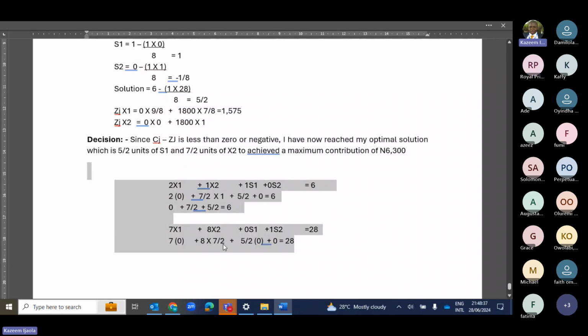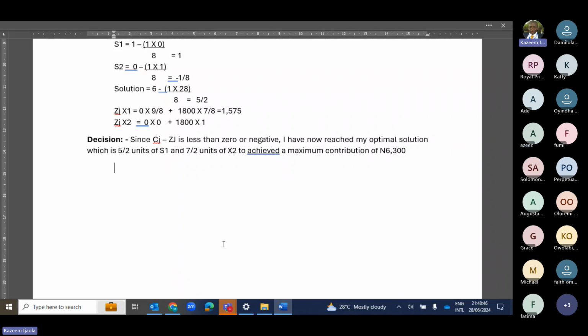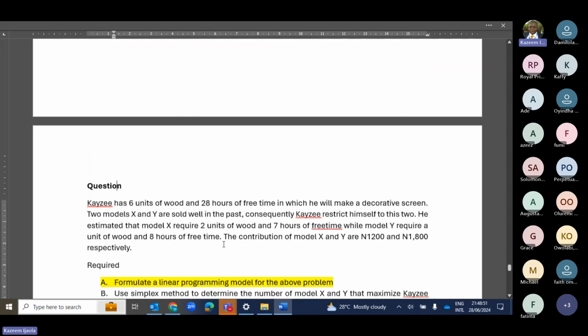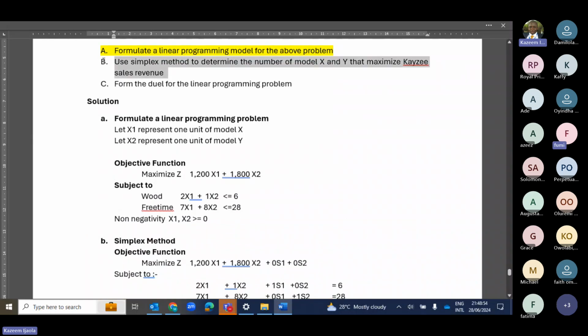This is how you can test yourself in the exam. If you check and it's not correct, just go and submit your script because there's nothing you can do to learn here. All right. Let me quickly form the dual for you, then we'll move on. So we are done with this now. So let's form the dual, then we can move.